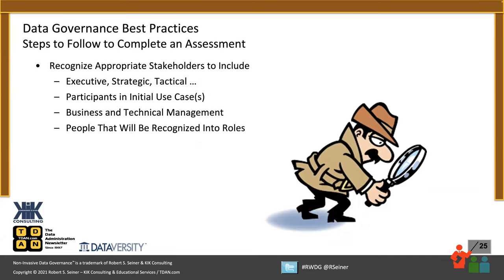So recognize who the appropriate people are to include in your assessment from those levels that I talked about in terms of the operating model: the executive, strategic, tactical. Identify the people that are going to be engaged in the initial use cases or the pilot or the proof of concept of governance in your organization. And these people could be both business and technical people, because there are people in IT that are stewards of specific data in the organization.